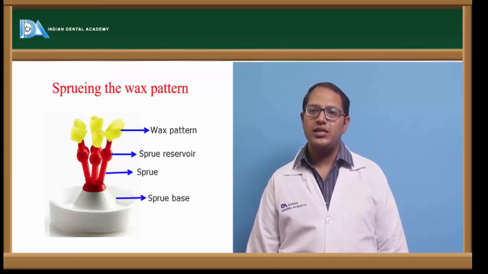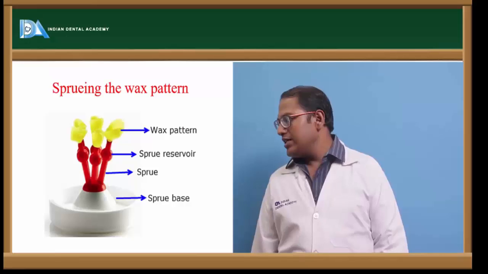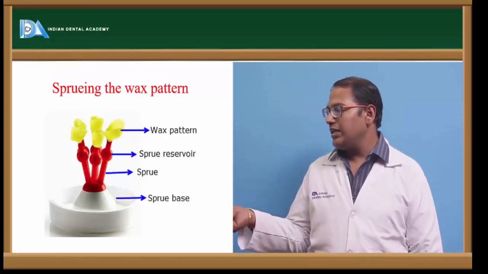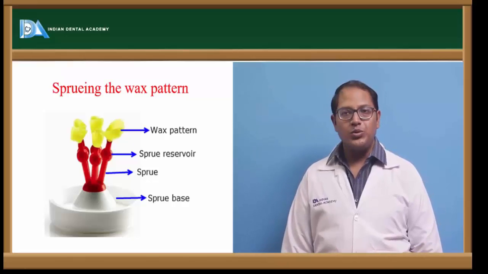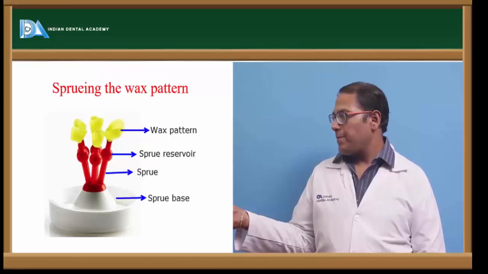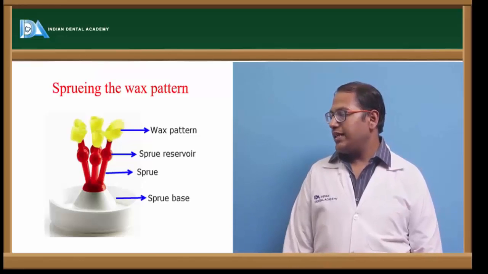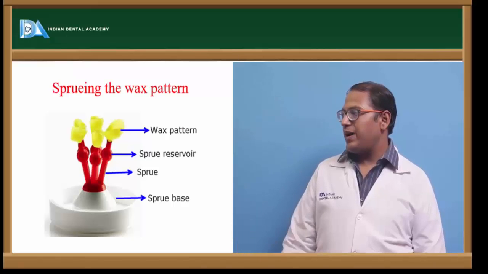What is a sprue, firstly? A sprue is nothing but those red colored long sticks that you can see. These are the sprues. The sprues are attached from the sprue base to the wax patterns.